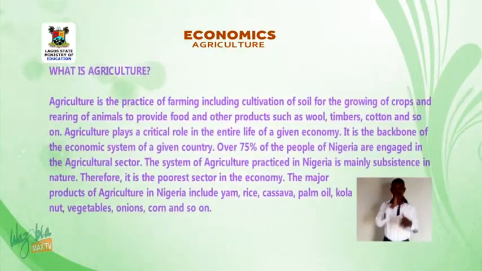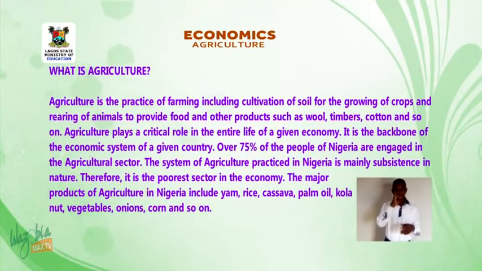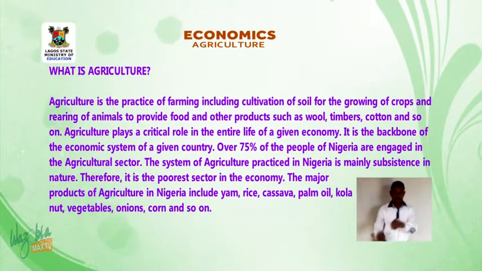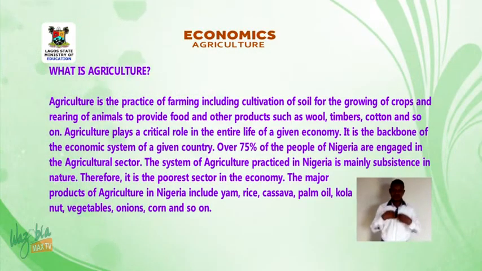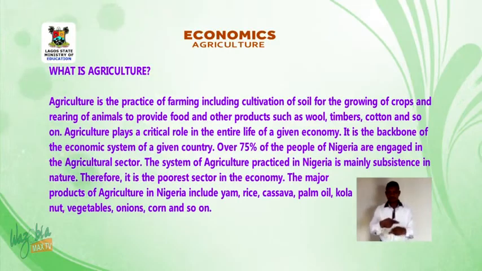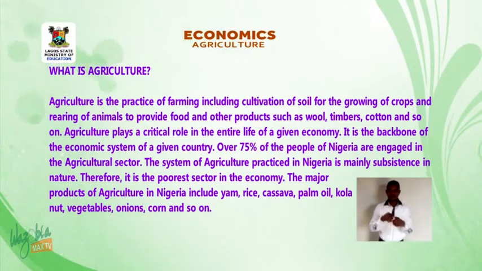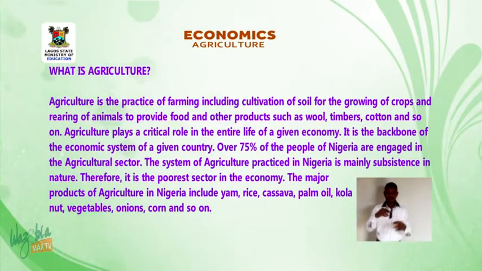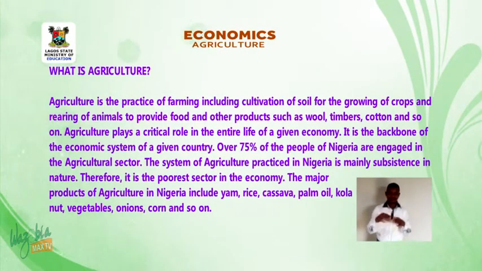What is agriculture? Agriculture is a practice of farming, including cultivation of soil for the growing of crops and rearing of animals to provide food and other products such as wool, timbers, cotton, and so on. Agriculture plays a critical role in the entire life of a given economy. It is the backbone of the economic system of a given country.